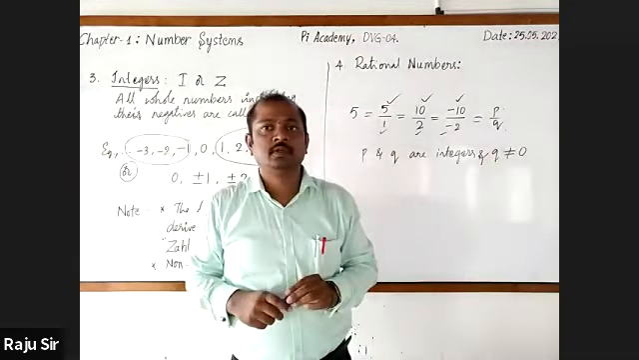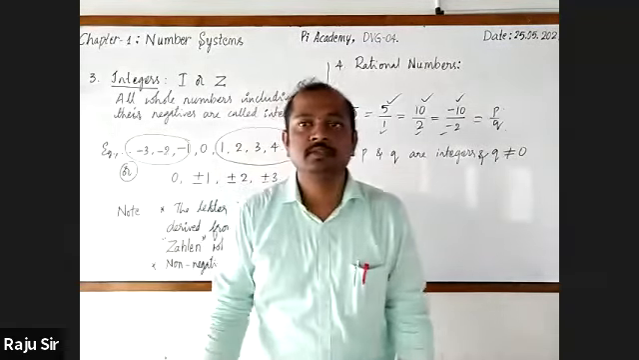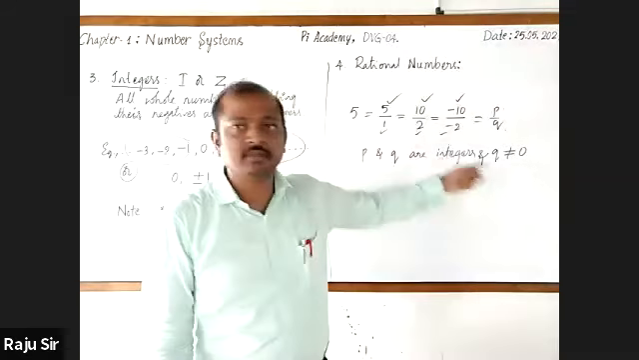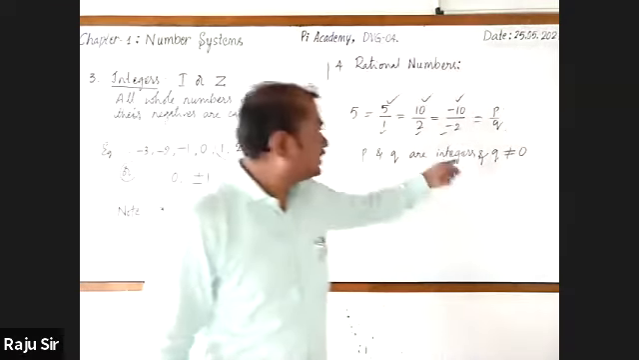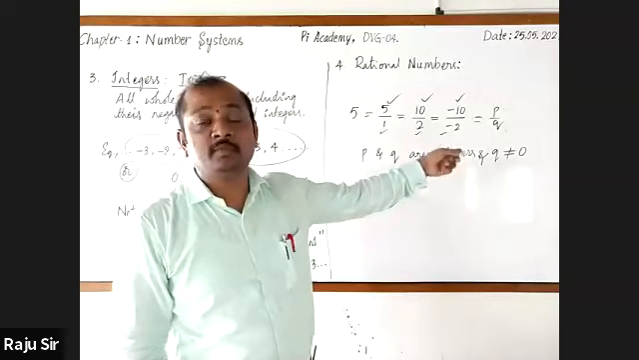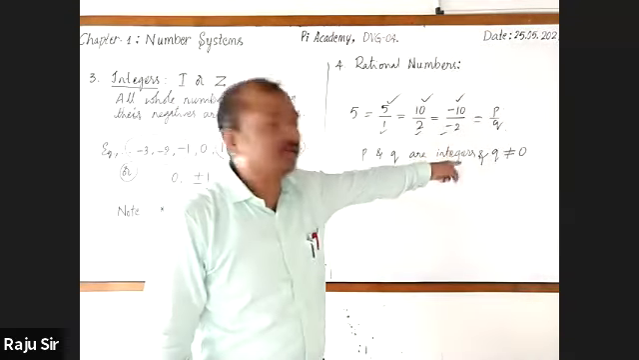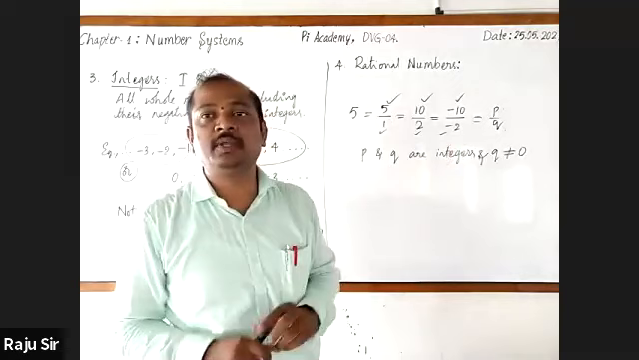Dear students, do you have any doubt with respect to this condition? No, sir. Sir, why can we not write 0 in the denominator? Very good. This is what I expected. Why should Q always not be equal to 0?